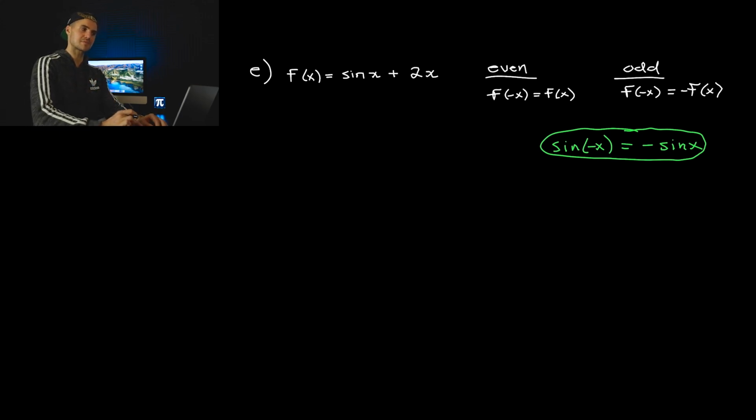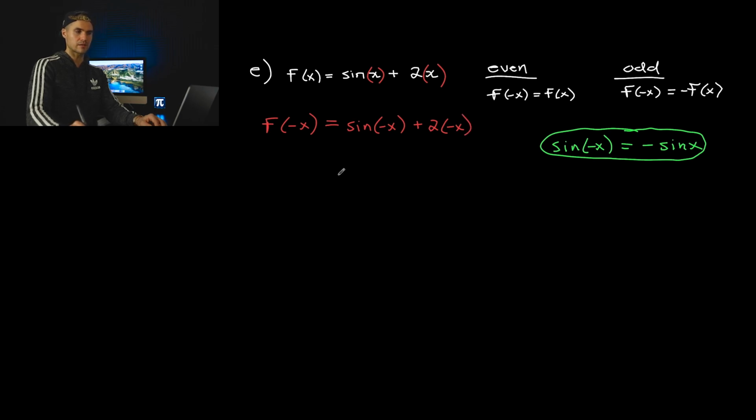So going through the same steps that we did before, first thing we do, f of negative x. We have to find an expression for that. So we're going to plug in negative x for all the x values here. So we would have sine of negative x plus 2 times negative x, like that. Well, sine of negative x, using this identity, we know that it's equal to negative sine of x, and then 2 times negative x would give us negative 2x. And so that right there is the simplified expression for f of negative x.